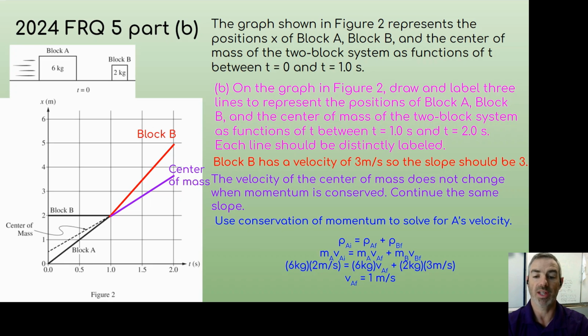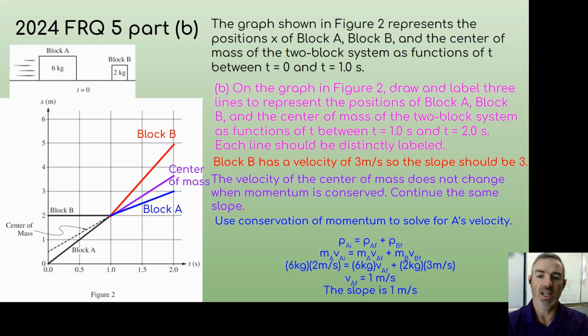What this means is that it's going to move 1 meter, so it's going to end up at a position of 3. Why is that? Because the slope of this line is 1 meter per second. So the slope is going to be 1. There's our third line for block A, and we've labeled each of them as asked. This is probably worth 3 points, and it could be worth as many as 4 points. Assume part A is only worth 1 point because it's just a calculation.